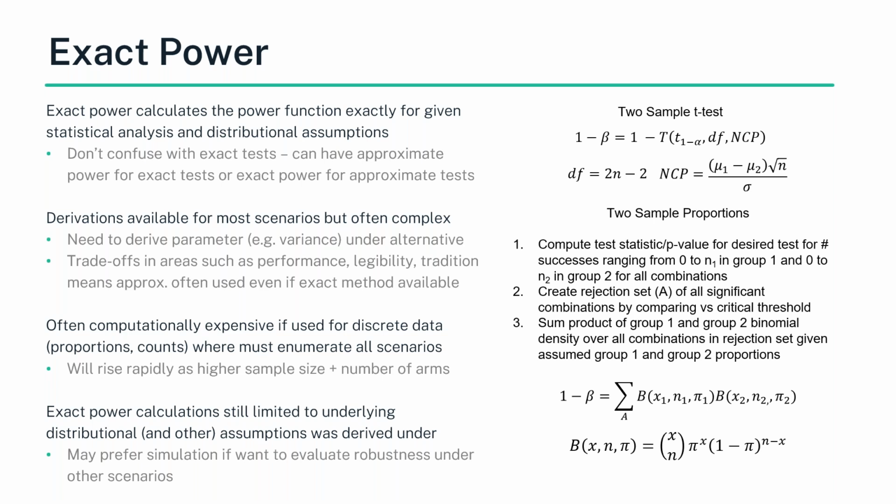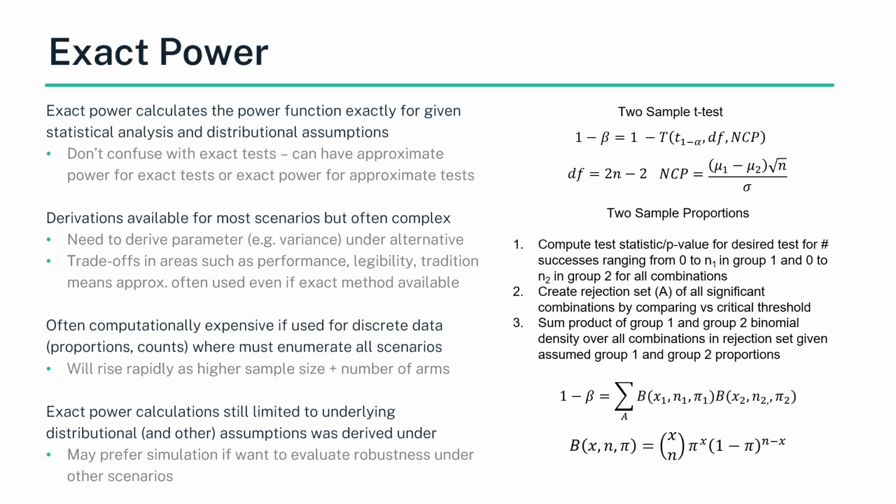So if you think about this two sample proportions case, you have to compute the test statistic and p-value for the desired test for every single scenario from 0 to n1 and 0 to n2, for this kind of two sample proportion test, like a chi-square test, a z-test, or a Fisher test. And just to note here, the exact test for the chi-square test and the exact test for the Fisher test are done the same way, even though Fisher is an exact test and chi-square is an approximate test, but the exact power for each is enumerated the same way.